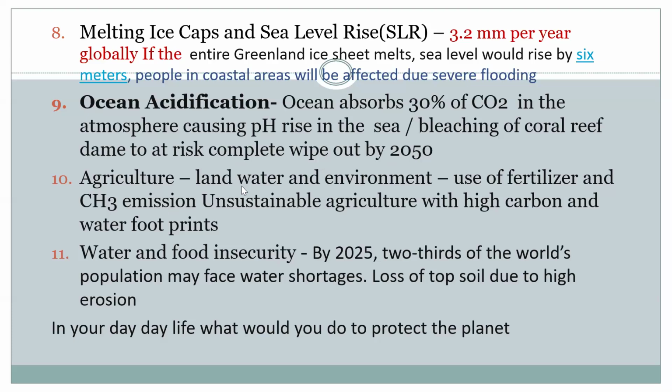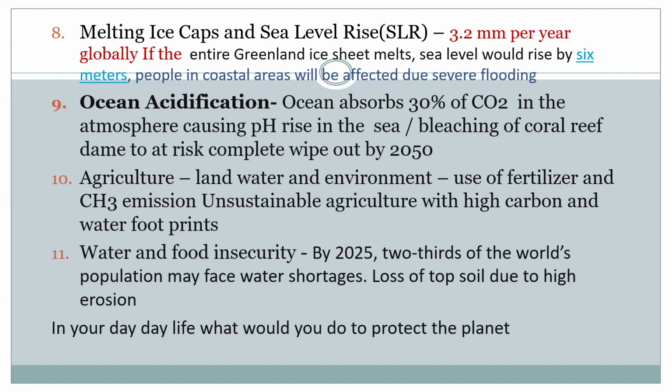Number 10, agriculture. Land, water, and environment are exploited for agriculture. Use of fertilizer and methane emission are related to agriculture. These are called unsustainable agriculture with high carbon and water footprint. So we need to shift to sustainable agriculture by low emission of CH4, low use of water.